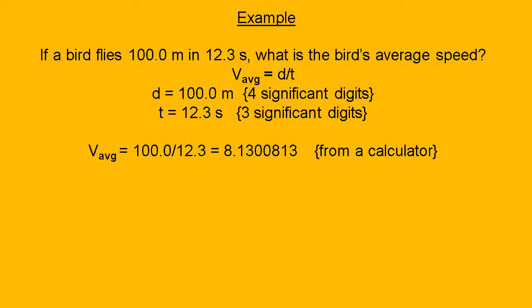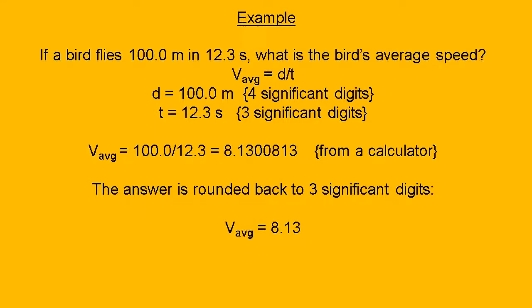If you calculate 100.0 over 12.3 on your calculator, you get a long string of numbers. However, by the rule of physics measured numbers, you would have to cut it back to 3 significant digits. So the answer in this case would be 8.13, and then, because the calculations can take place without units, you would have to add the units.